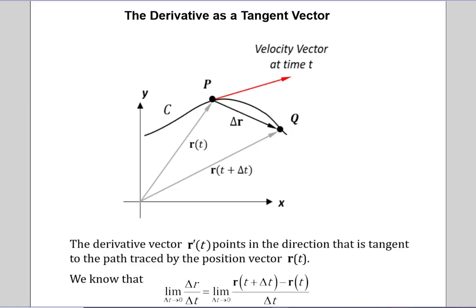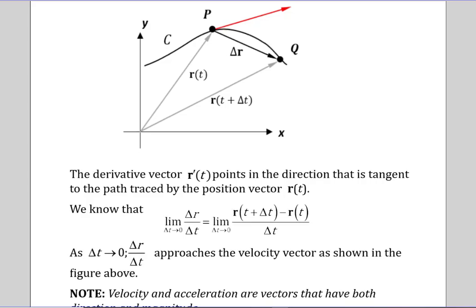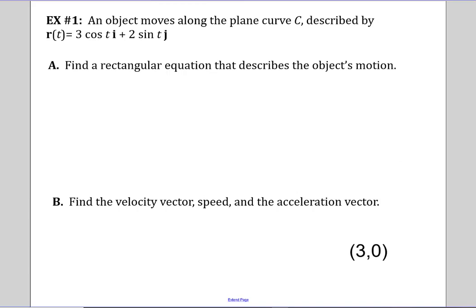So we know that the limit as the change in time goes to 0 of the change in r over the change in time is our difference quotient. And as the change in time approaches 0, delta r over delta t has to approach the velocity vector that's shown here in red in our figure. And velocity and acceleration are vectors, and they have both direction and magnitude. So let's explore some of these concepts.